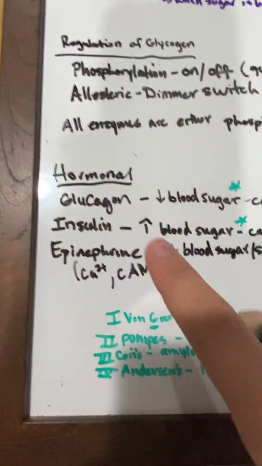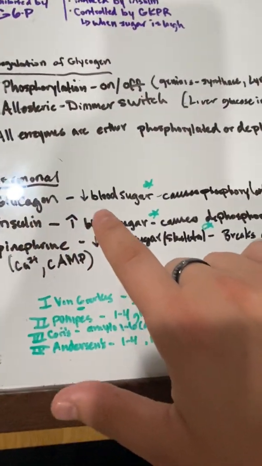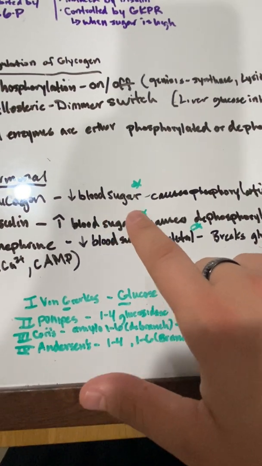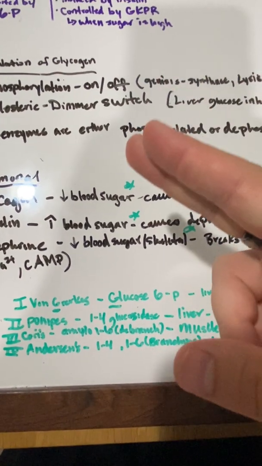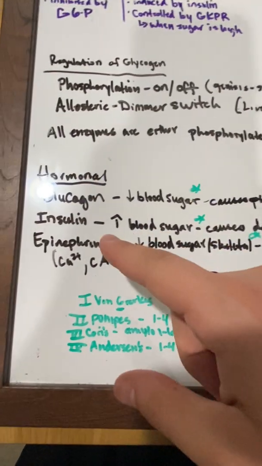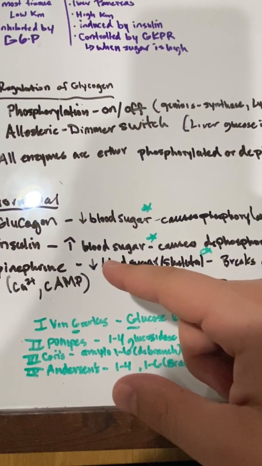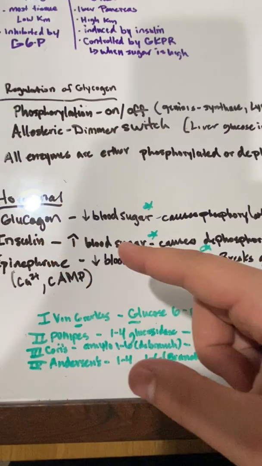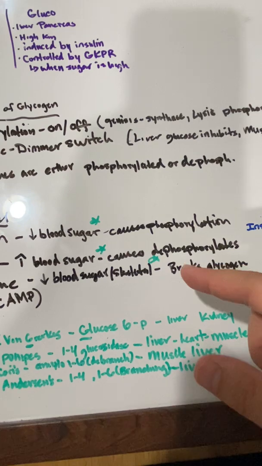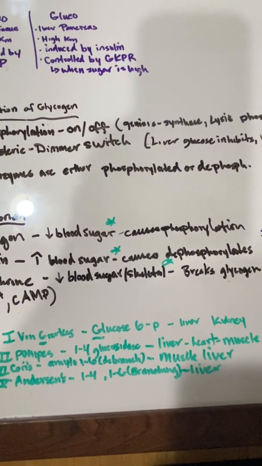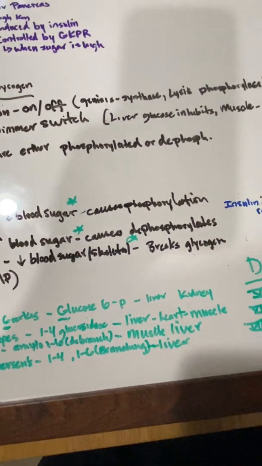The best way for me to describe it is through this hormonal thing. So glucagon, if we have low blood sugar, it means that we need to cause phosphorylation to happen so that we can clip the glycogen. And insulin, if it has insulin, we're going to have a higher blood sugar, right? Because we need that reaction to happen between the two, which causes dephosphorylation, which would result in building up glycogen.